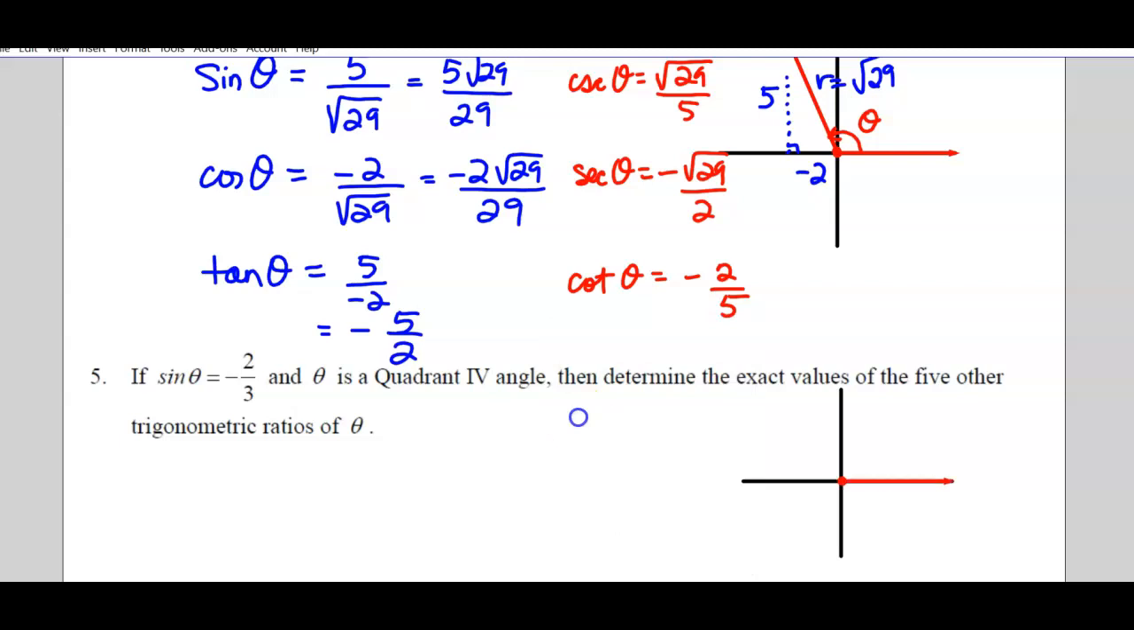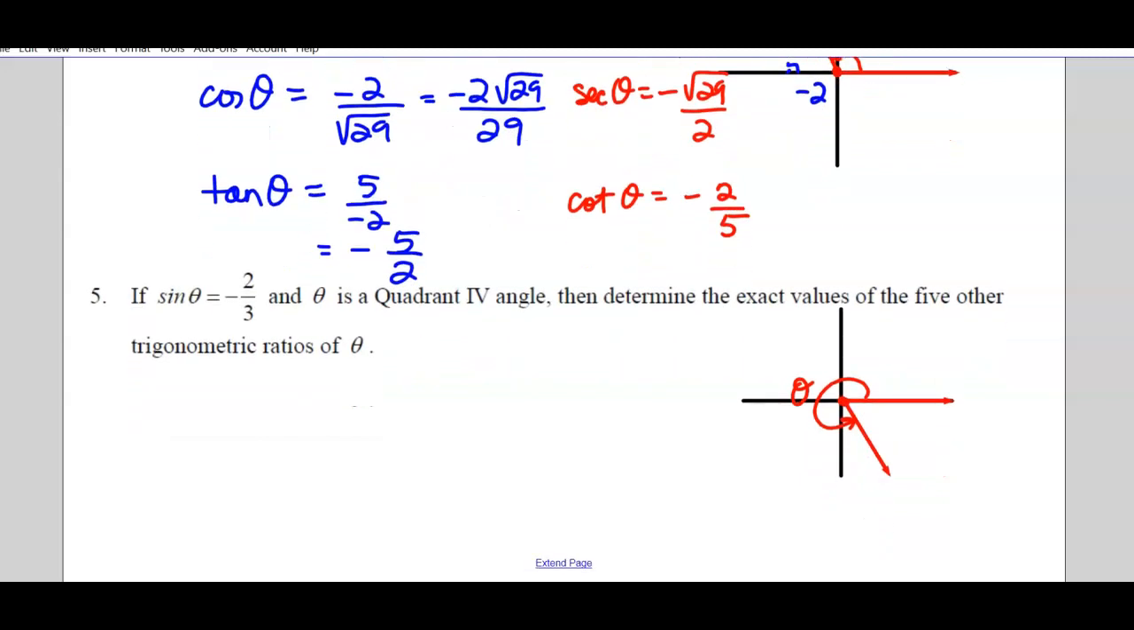Okay, so it says theta is a quadrant 4 angle. So something like that maybe. So here, quadrant 4 angle, that's theta. And so now when we draw our reference triangle, we go up to that x-axis.